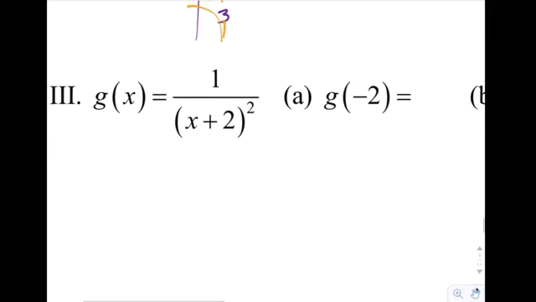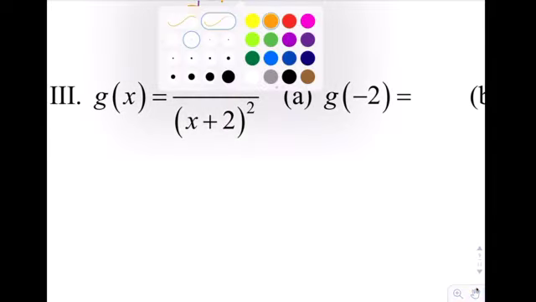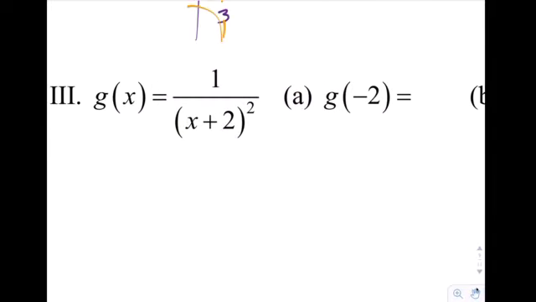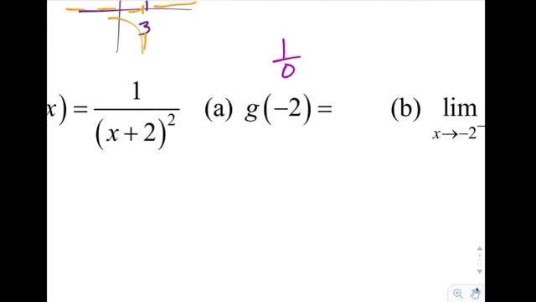All right, Roman numeral 3, 1 over (x plus 2) quantity squared. It's asking us to evaluate g of negative 2. So what do you get when you plug in a negative 2? 0 where? In the bottom. You don't get 0 for an answer. You get 1 over 0, which again means there's a vertical asymptote on the graph, which means the y values are going to be plus or minus infinity. Okay? So g of negative 2 is DNE.